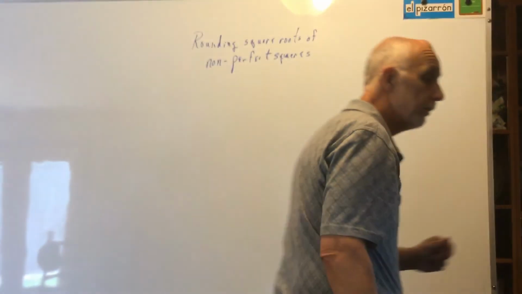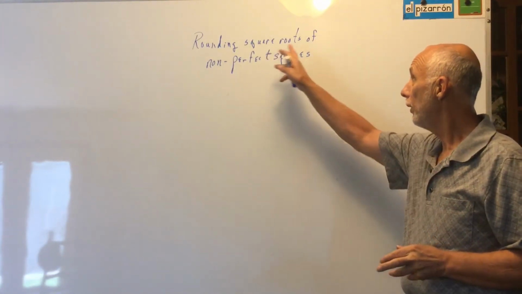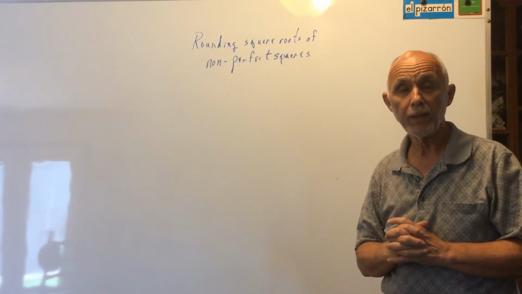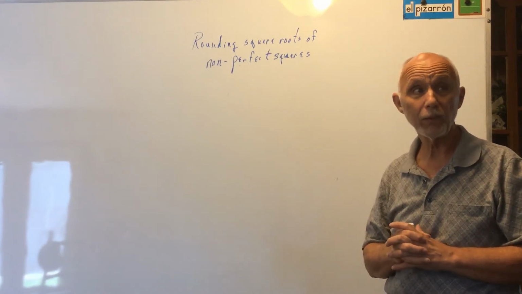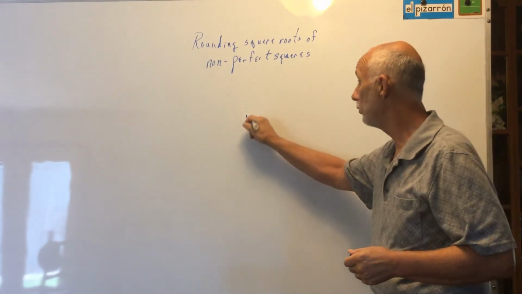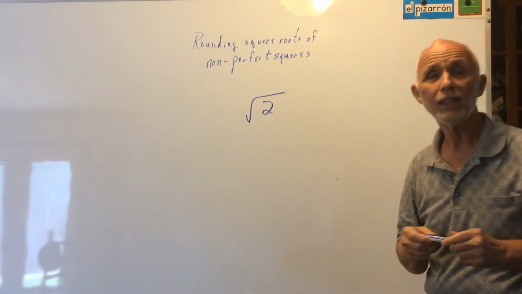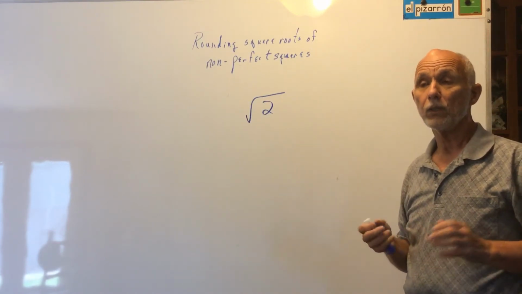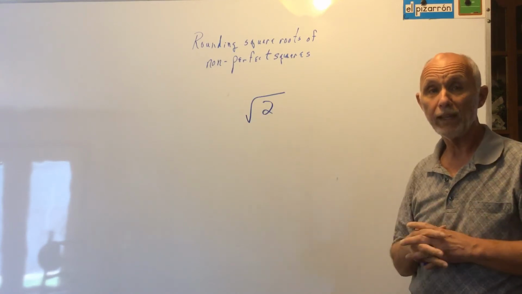Okay, we're going to deal now with what we do when we want to find the square root of a non-perfect square. Remember, a non-perfect square is an irrational number because there really is no square root for a non-perfect square. For example, if I wanted the square root of 2, there's no number times itself that equals 2. You can get a number close, but you can't get all the way there.